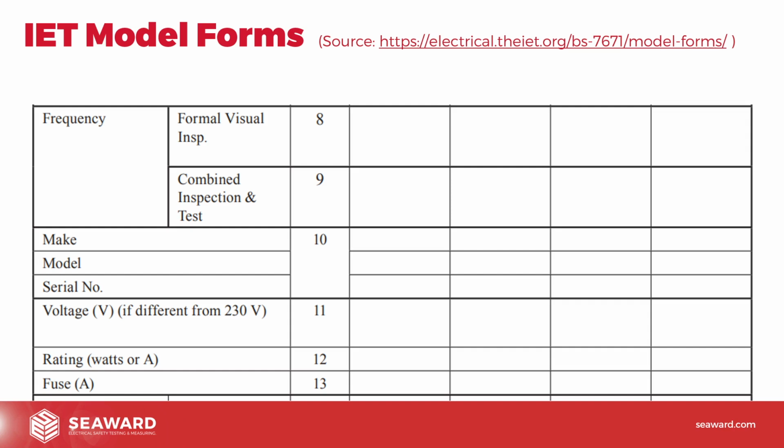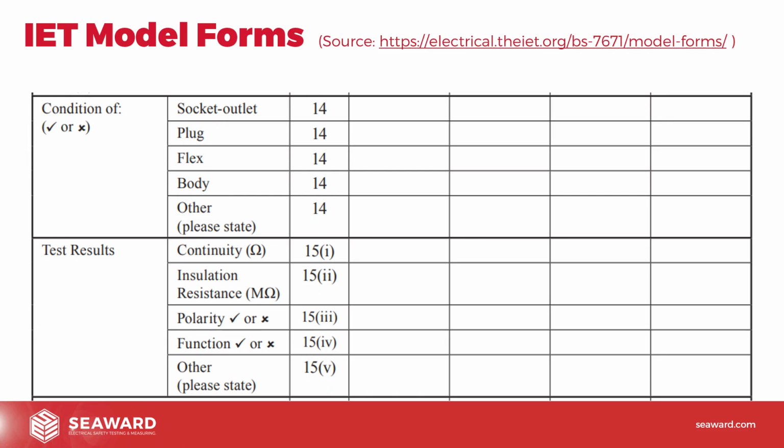Now, some more information that you'd probably take from the rating plate of the equipment. So it's saying voltage, if different from 230 volts. So again, if it was 110 or 12 volts or something like that, you could put the voltage in there. Rating, and you can either put that in watts, so the power rating, so say 1 kilowatt, or amps, so you might say it's 10 amps. So again, you can put either of those in. And then the next one down is the fuse rating. So is it a 13 amp? Is it a 5 amp? Is it a 3 amp? Again, you check the fuse, obviously. Make sure that what rating it should be aligns with the fuse that's in there. And then obviously you record that down on the form.